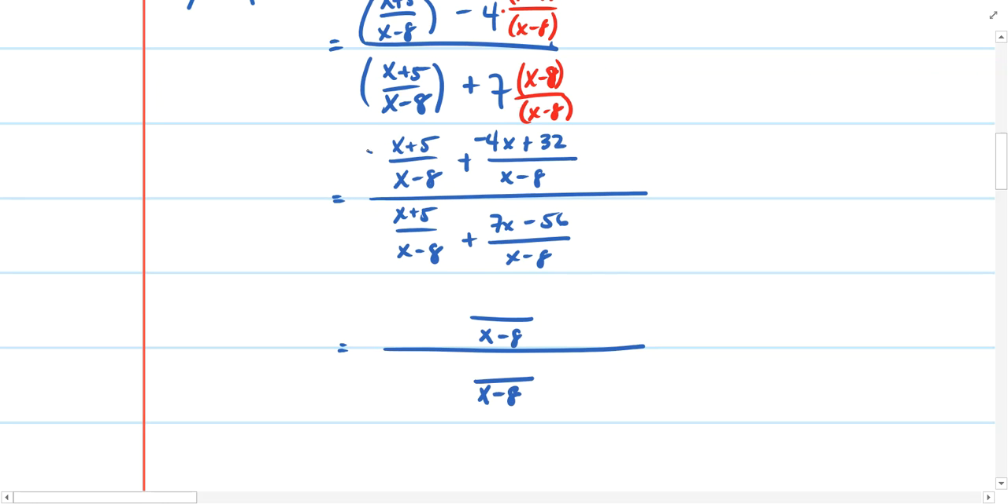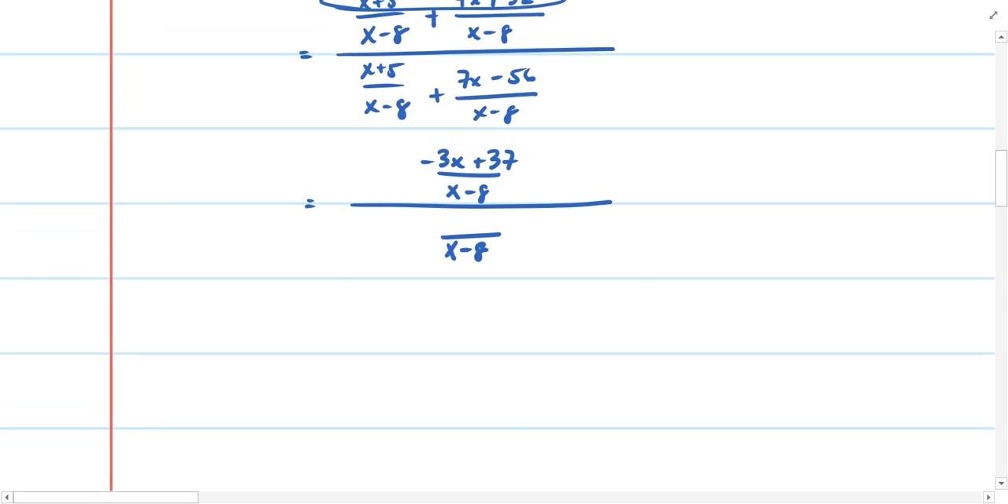And the numerator of the numerator, this is where it gets a little bit easier. x take away 4x is negative 3x, and 5 plus 32 is 37. And in the denominator, x plus 7x is 8x, and 5 plus negative 56 is negative 51.